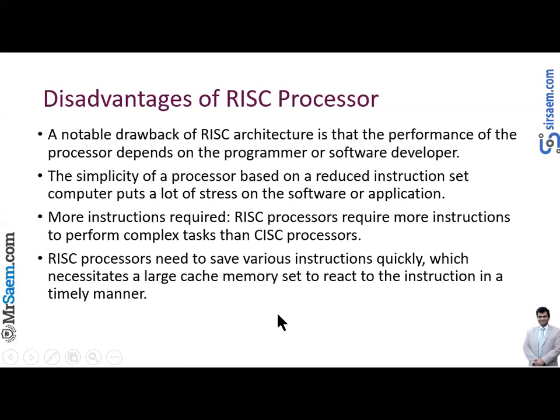RISC processors need to save various instructions quickly, which necessitates a large cache memory set to react to the instructions in a timely manner. So same way जो मैंने एक advantage कहा था, ये another disadvantage भी बन रहा है. In what sense? What do I mean by this point?